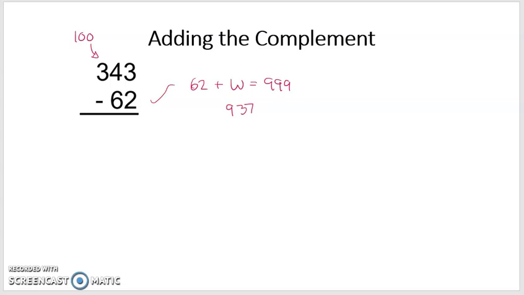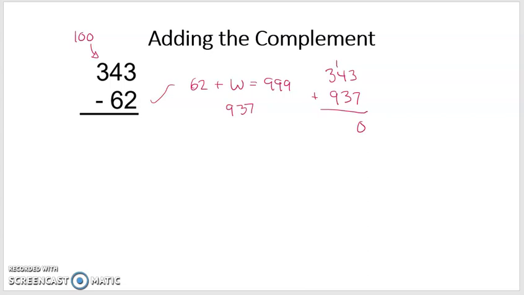If the top number were thousands, then the complement would be 9,937. So what you do when you add the complement is, instead of doing the subtraction problem, which students tend to struggle more with, you add the complement. So instead of doing this problem, I'm going to do it over here. I'm going to say 343 plus the complement of 62, which is 937. Okay, let's add those up. So 3 plus 7 is 0.